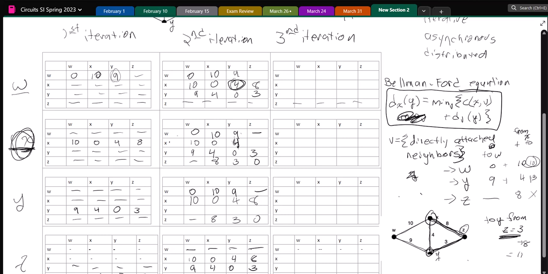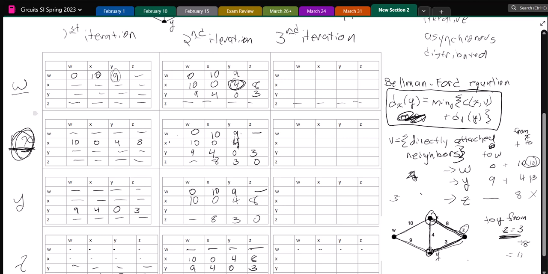Well, what if we went through Y? Can we go through Y? Do we have a distance vector for Y? We do, so we can go through Y. So how much would it cost to go through Y? To get to Z from Y costs 3.